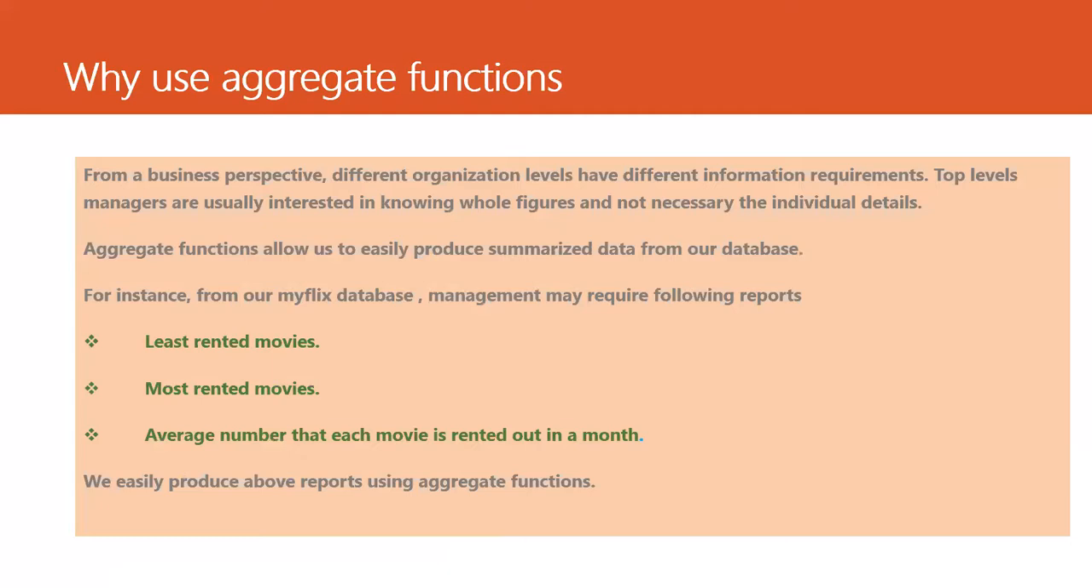For instance, from our MyFlix database, the management may require the following reports. First report is least rented movies. Second one is most rented movies. Third one is the average number of times each movie is rented out in a month. We can easily produce the above reports using aggregation functions.